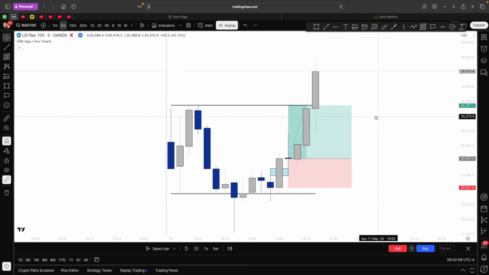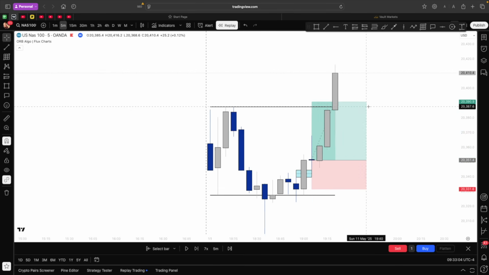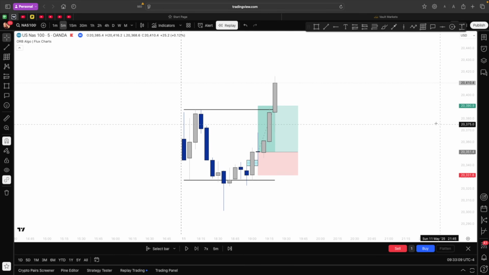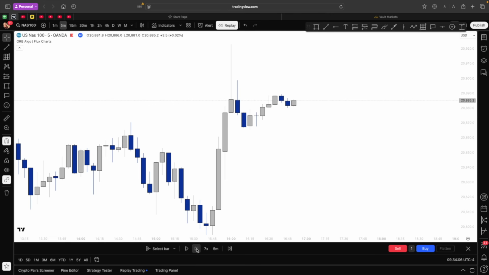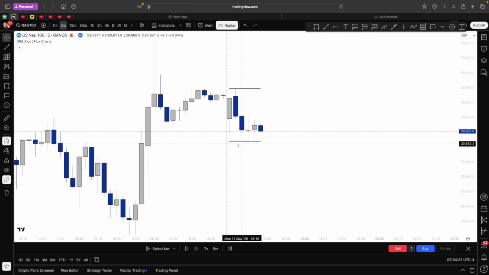As you can see, immediately price also went to the 1 to 2 risk to reward trade. So let's play price forward and let's look at another example. So here is another example. We have our daily open. So there's our first 30 minutes of the daily open.